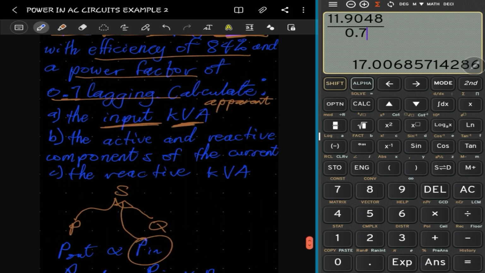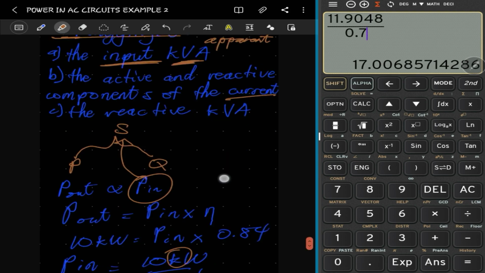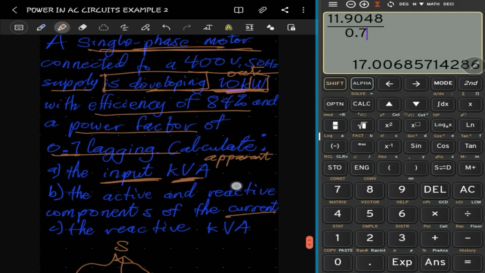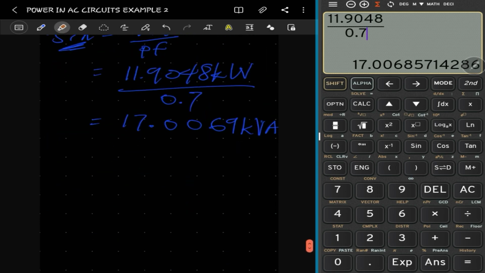So let's see. B is asking us to find the active and reactive component of the current, right? So first of all, we know that we have to find the current. Have we been given any current value here? No. But we are going over it step by step. So for B, we need current, right? We don't know that. But we are clearly not going to use V equal to IL directly. We cannot use that one directly to find the current in the whole circuit.